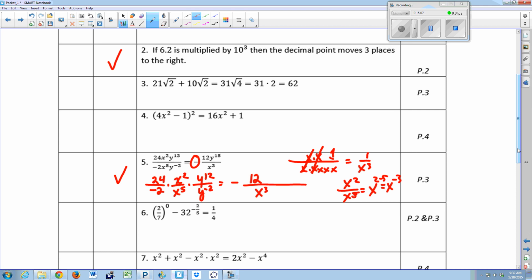And then this final one, y to the 13th divided by y to the -2. Again, if you subtract those exponents, it'd be y to the +15.